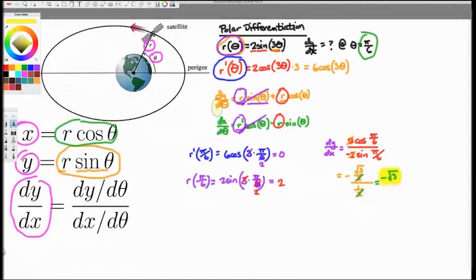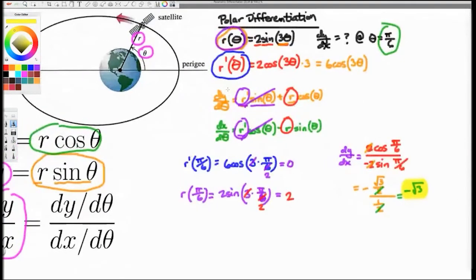This is not as fun as parametric because you always are going to have product rule. Product rule takes a little bit. Also, people don't remember the unit circle, so that takes a little bit.